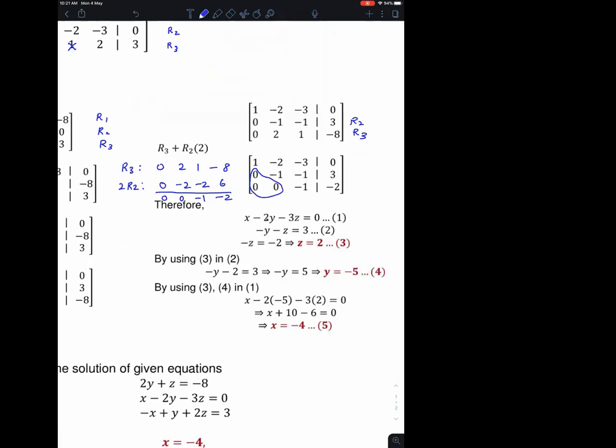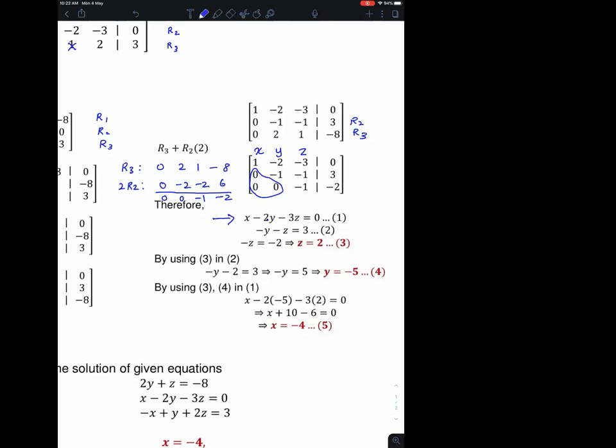Next, what you need to do is put the coefficients back into the equation. For the first row, 1 was the coefficient of x, minus 2 was the coefficient of y, and minus 3 was the coefficient of z. That's how you put it back.